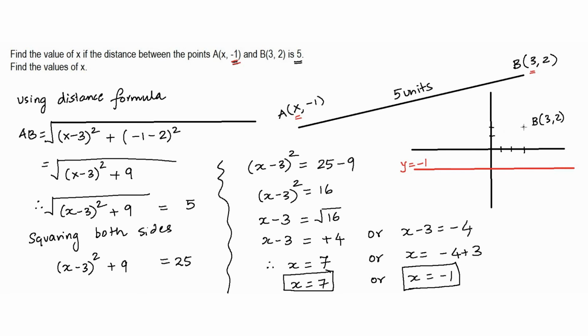Now if you think about it, you can take a rounder measurement of 5 units and cut out two arcs that will intersect this line. One point where it will intersect is maybe over here, and the other point that the 5 unit arc will intersect this line is here. So this point is therefore equal to (x, negative 1). X is minus 1. So this point is (negative 1, negative 1). And this point is going to be x is positive 7, negative 1.